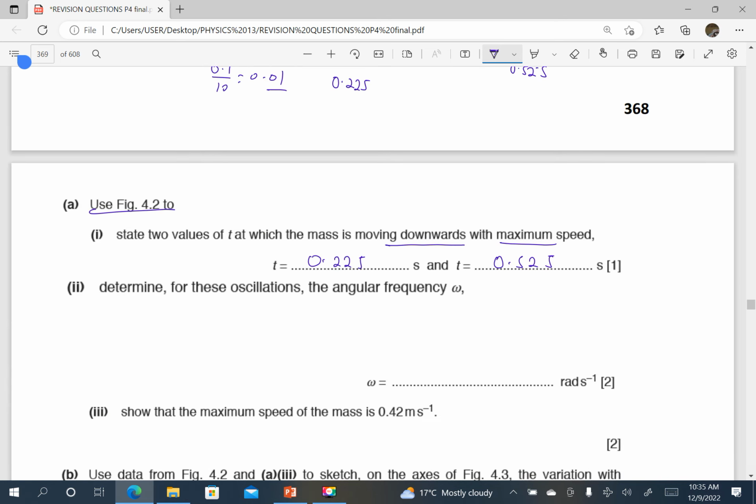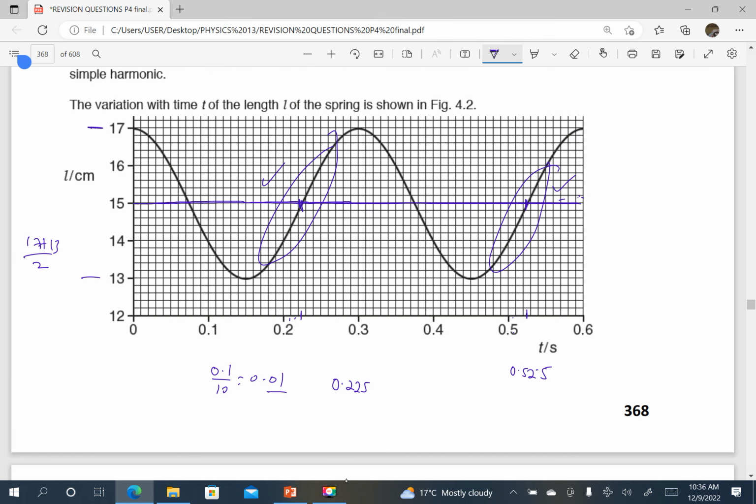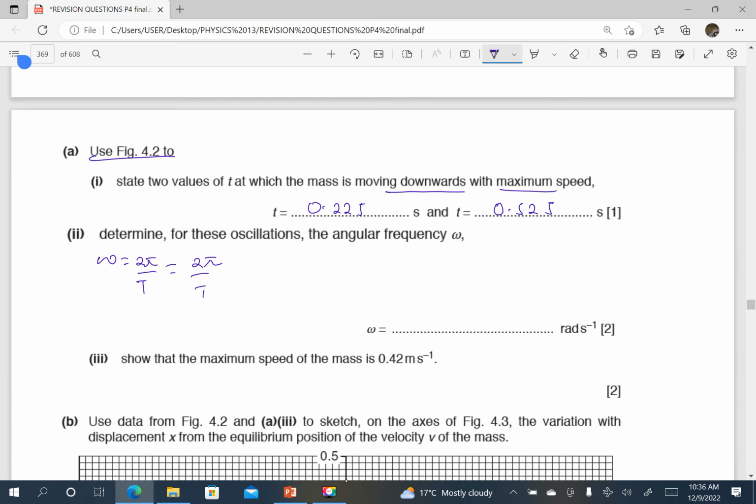Determine for these oscillations the angular frequency omega. So omega is 2 pi f or 2 pi over T. We just look for the period. I'll use this position here, or you can use from t equals 0 to t equals 0.3. That is one cycle. Or from this point here, 0.15, and this point here, which I think is 0.45. The difference is 0.3. So the period is 0.3. So this will be equal to 2 pi divided by 0.3. I press my calculator.